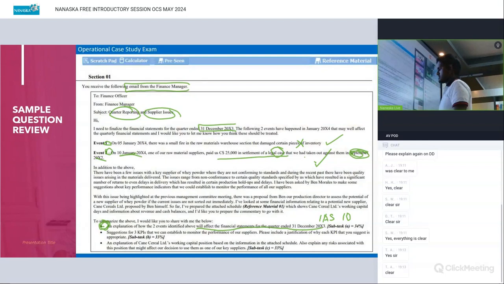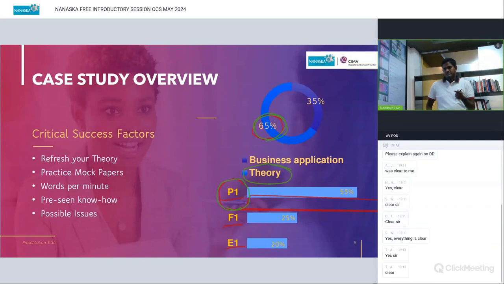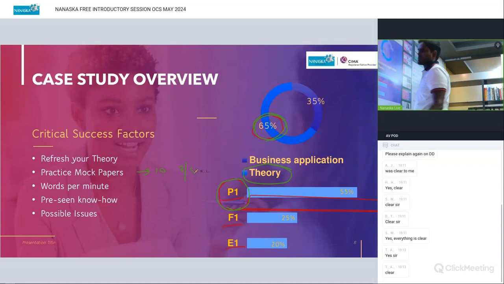So again, coming back to this slide, the critical success factors for you to pass this exam. Refresh your theory. Remember, theory accounts for a major portion of your case study knowledge, right? Practice mock papers. I said we are going to go through about 10 mock papers and you are going to attempt about 8 or 9, which includes the power mock and the financial mock.